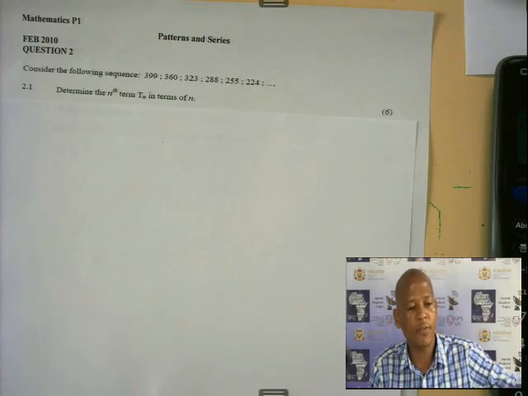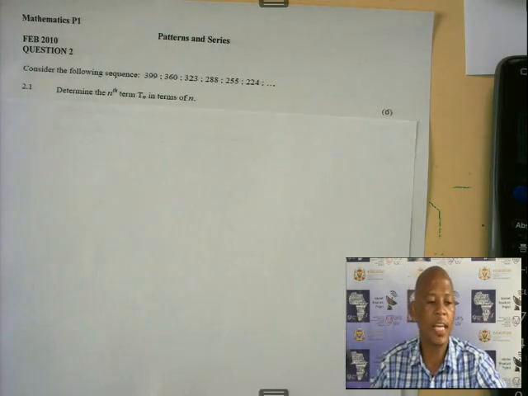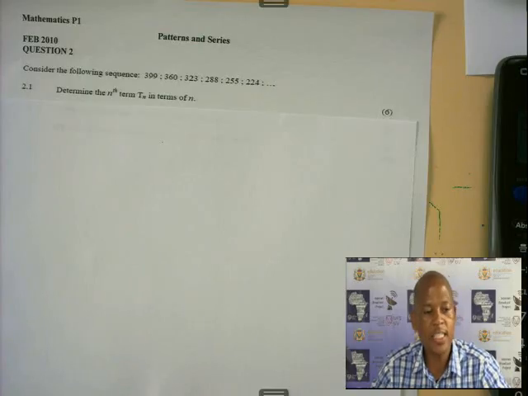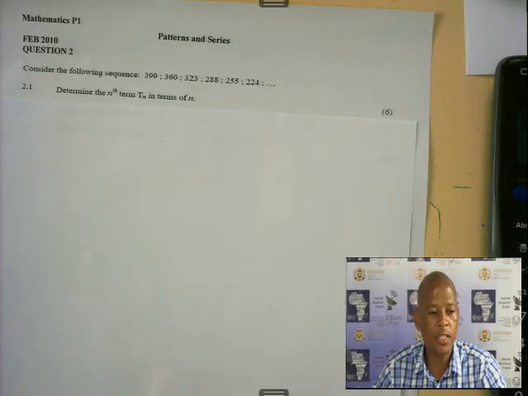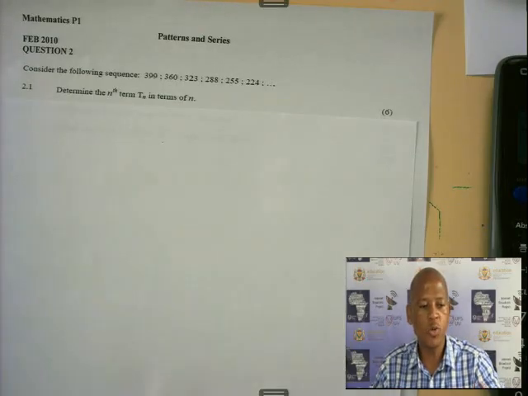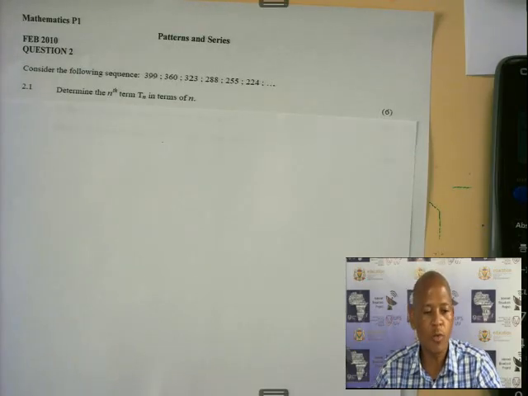What is it that you are looking for here? You must determine the general term. What is the general term? The first thing that you need to do is to identify what type of sequence this is, because we are not told if the sequence is quadratic, arithmetic, exponential, or geometric.